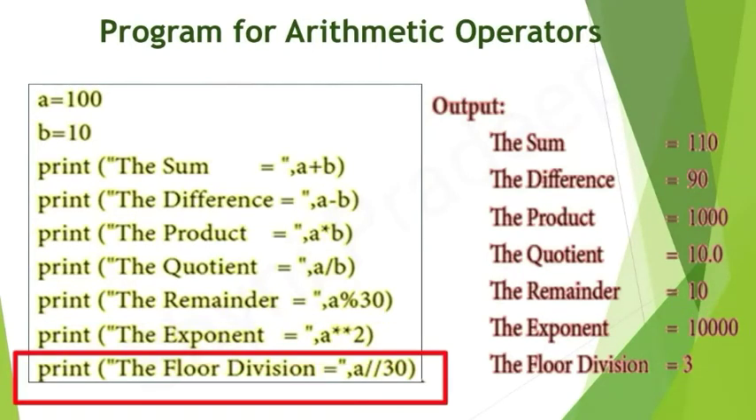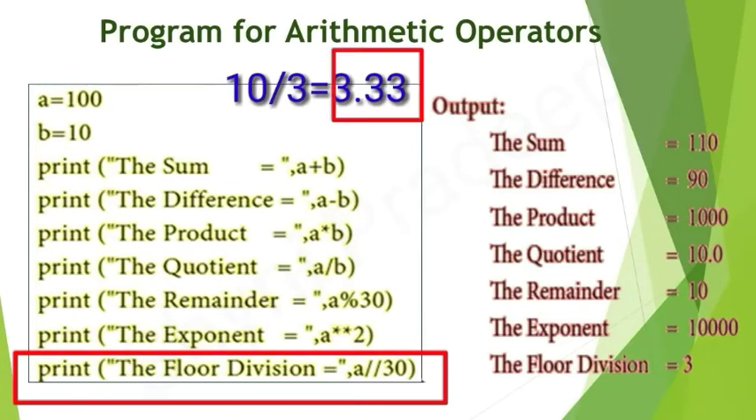Next, floor division. Okay. The floor division is equal to what? A floor division 30. Okay. Floor division means what? It returns the quotient value without the decimal point. Okay. Which means when you divide 10 by 3, you will get the answer 3.33 something. Okay. That is the quotient value. But in floor division, you have to write only the integer value. Okay. Avoid this fractional part, which means avoid the decimal values.